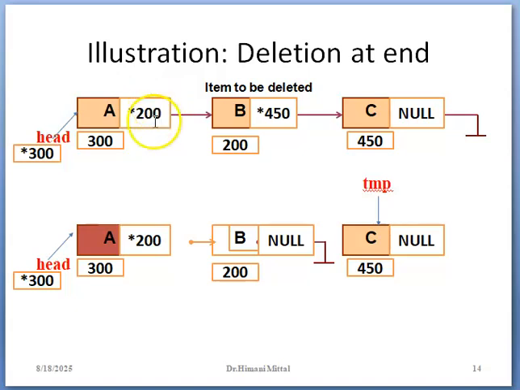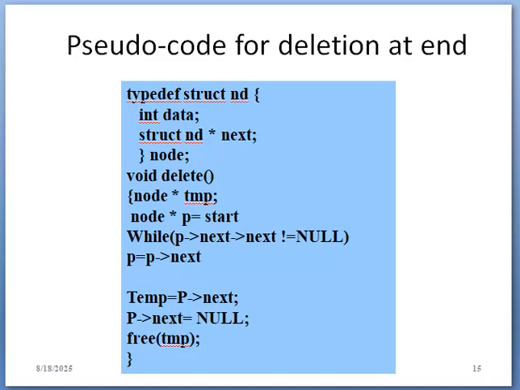Then we will say P next, which is this particular place, and we will put the null value here and put the P next into temp so that we can later free this memory. The same thing we have done in the pseudocode. After we have iterated until P next's next is null, we come out, store the P next into temp so that the last node is copied into temp, and then P next is set to null, and then we free the temp.